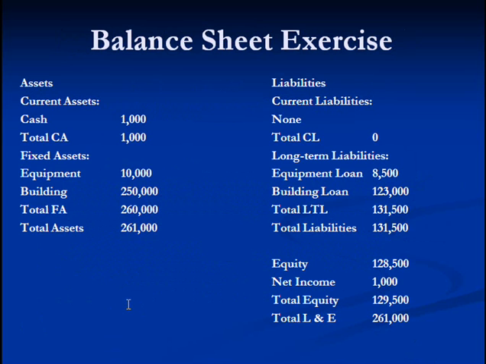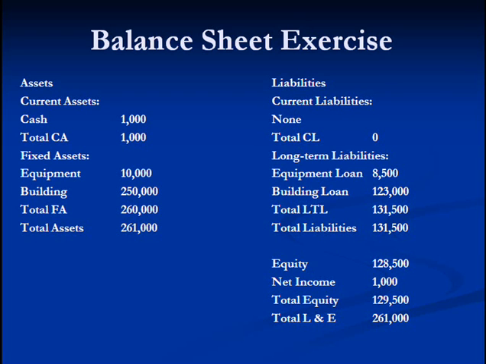This is the complete balance sheet from the previous example. Here you can see in current assets, we have the $1,000 cash. Fixed assets include the equipment and the building, for a total of $260,000 for fixed assets, with total assets equaling $261,000. In liabilities, we listed no current liabilities as there were none given in the example. For long-term liabilities, however, we have the equipment loan and the building loan, which left total long-term liabilities of $131,500, which is also the same as total liabilities of $131,500.